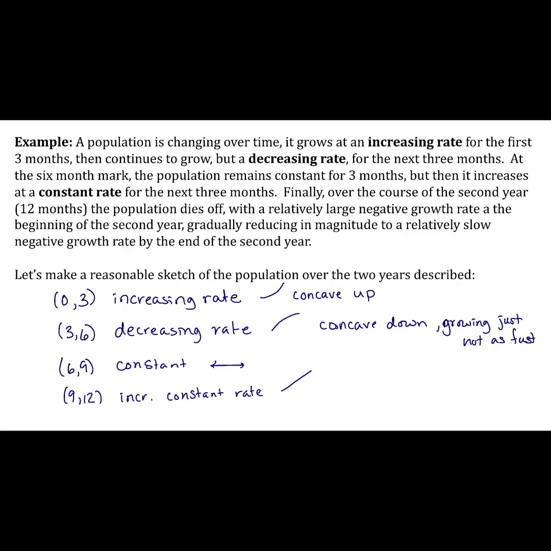And then finally, over the course of the second year, 12 to 24 months, the population dies off with a relatively large negative growth rate at the beginning of the second year, gradually reducing in magnitude, which just means it's getting smaller and smaller. It might still be negative, but it's getting smaller, to a relatively slow negative growth rate by the end of the second year. So this is telling us that we have a rapid decline, then slowing down. Drawing these little bits of graph here, this is what all of the little bits should look like.